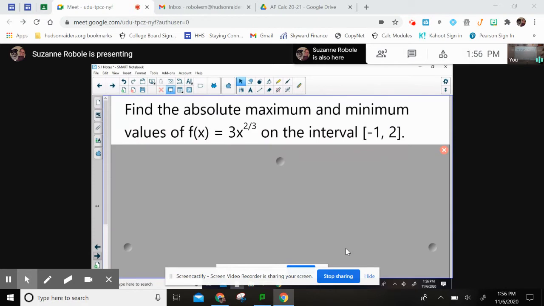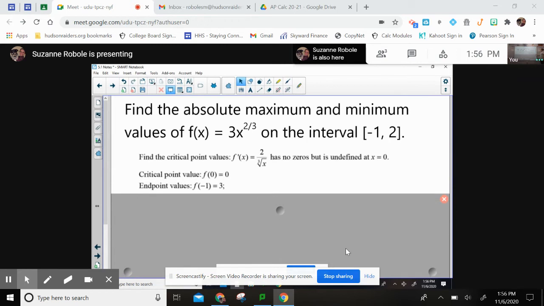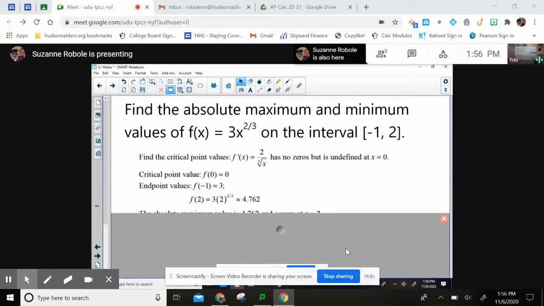Finding the absolute maximum and absolute minimum values on the interval. So it is closed. This guy is continuous. We need to find the critical points of the derivative. So here's the derivative. They found it for us, and it doesn't have any zeros. No zeros, but it's undefined at x equals 0. So we are checking our critical points and our endpoints. We have one critical point at x equals 0, and we have our endpoints at -1 and -2.